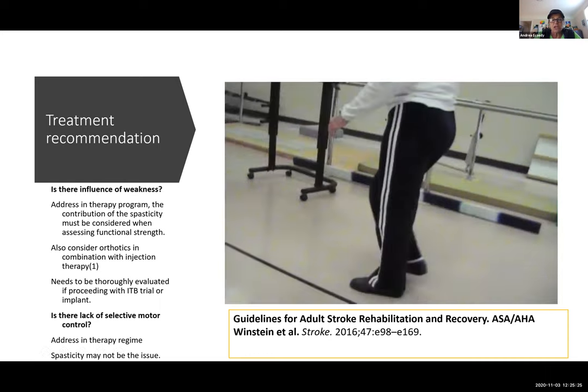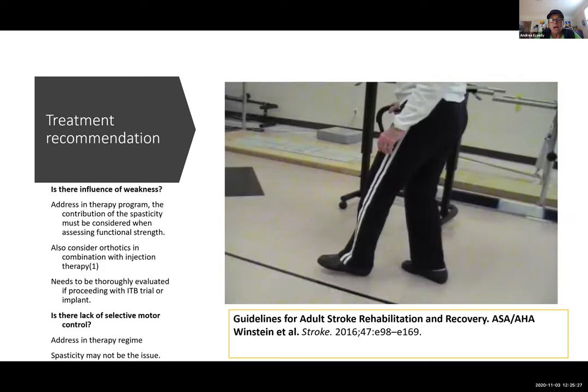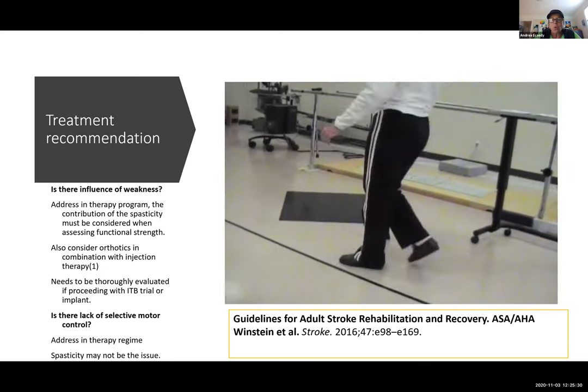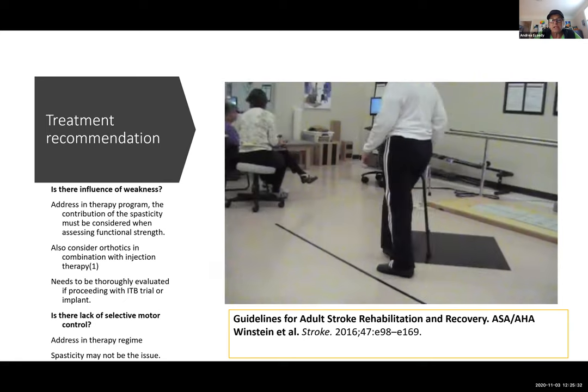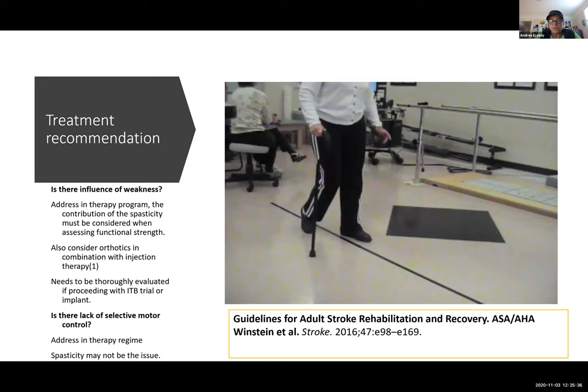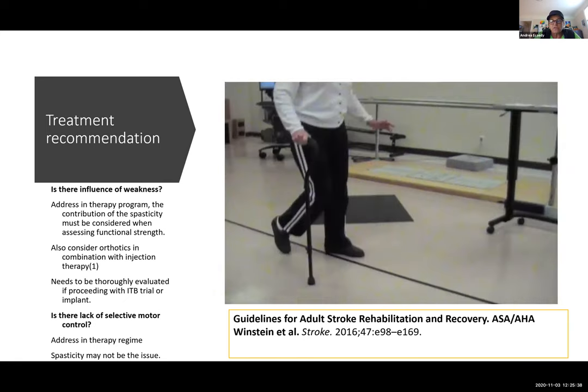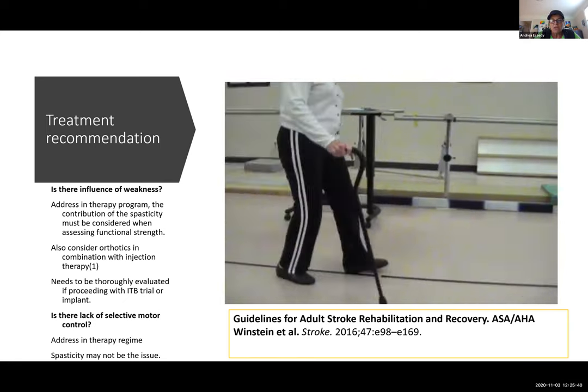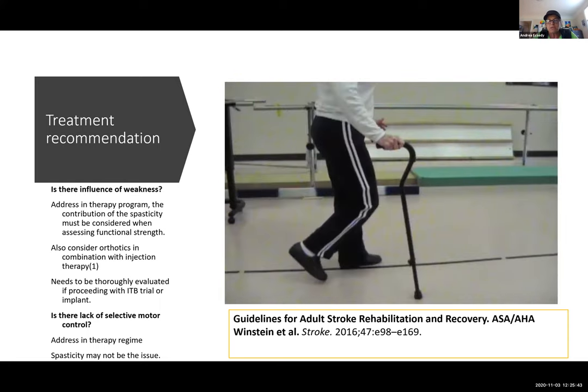And initially, you may say, oh, well, she has a lot of tone in that left quad, and that's why we're not getting the knee flexion we need. And I really think I should talk to the therapist, who then should talk to the neurologist, the physiatrist, about possibly looking at some tone management for her.